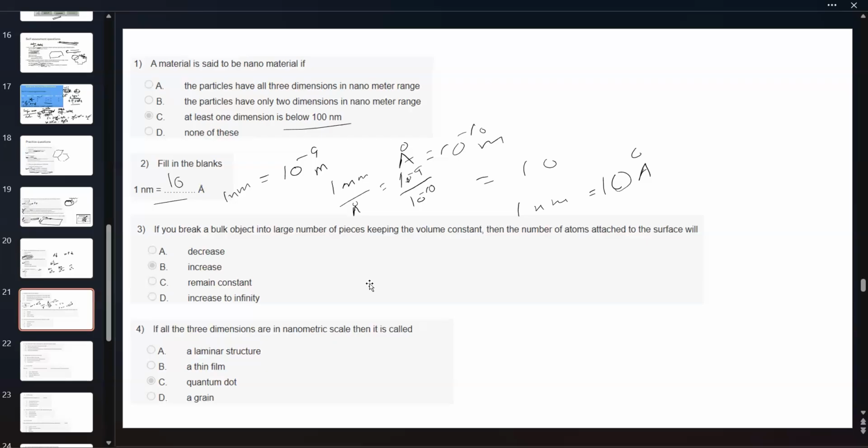If you break a bulk object into a large number of small pieces, keeping the volume constant, then the number of atoms attached to the surface will increase. So if you have a cube, put it into smaller cubes. Your volume is being conserved, but the surface area is increasing. It is a number of atoms attached to a surface.